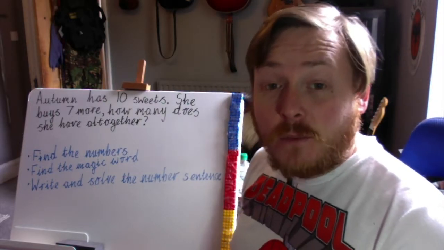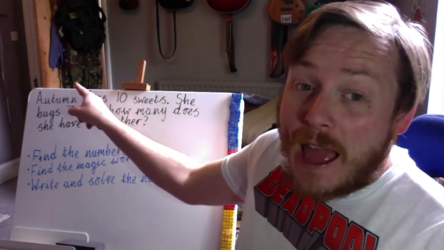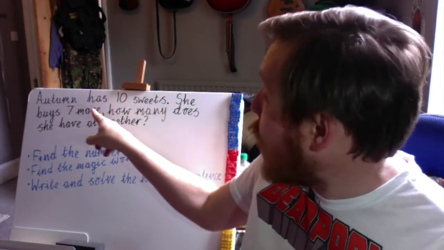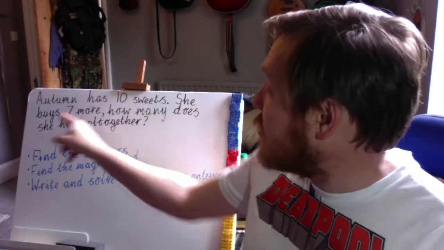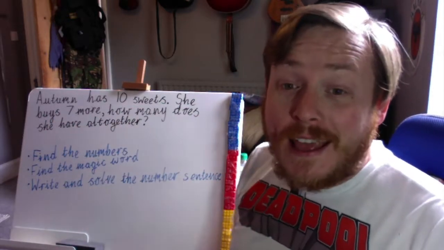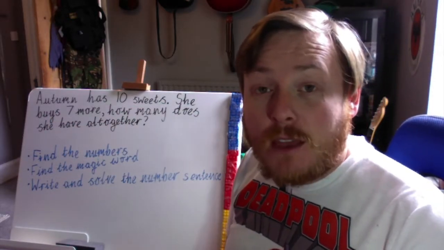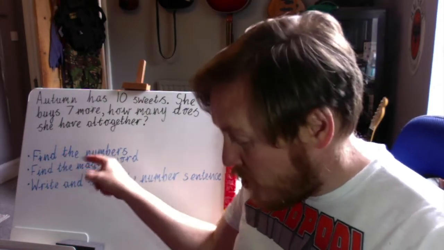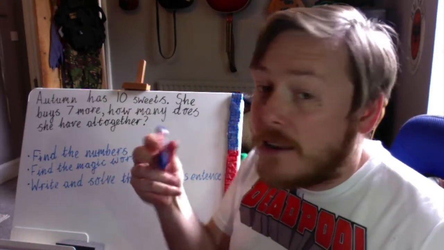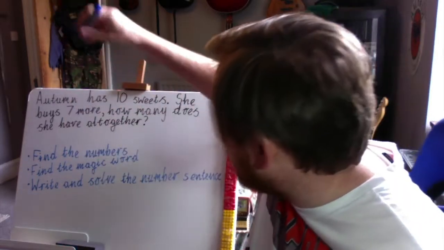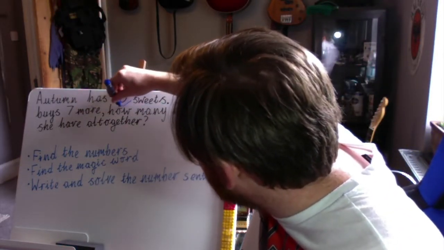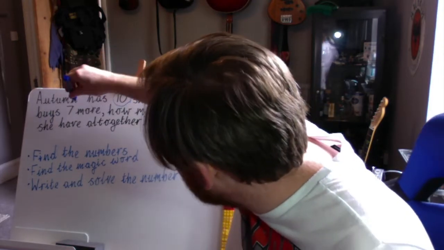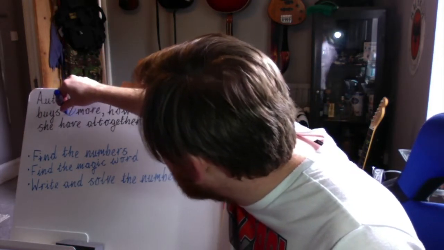Okay, the first one says, Autumn has 10 sweets. She buys 7 more. How many does she have altogether? And I've put some steps that we can follow that will help us solve this. Find the numbers. So I'm going to put a circle around the numbers so I can see them. I've got a 10. Oh, and there's another one. I've got a 7.